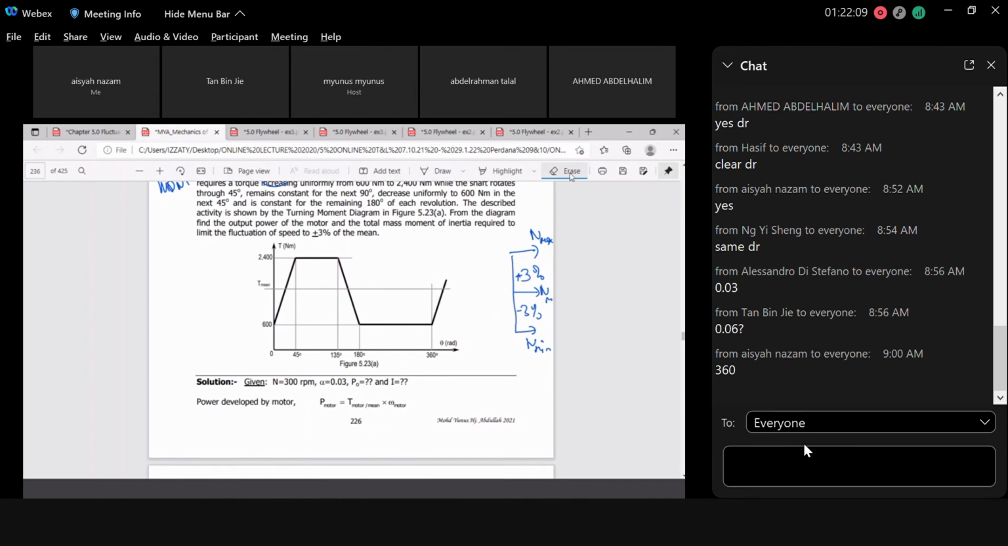For the motor, sorry, for the motor is here. This one, yeah. If the equation is basically asking about the whole thing, you need to calculate the whole arrangement of the equation. Because remember this one is 2 pi. If you have the solution, you can check on your solution.